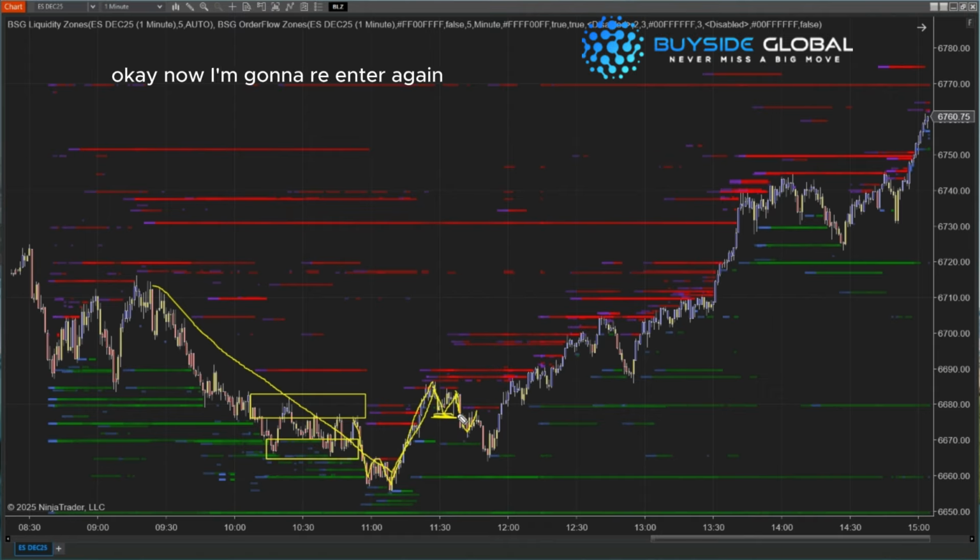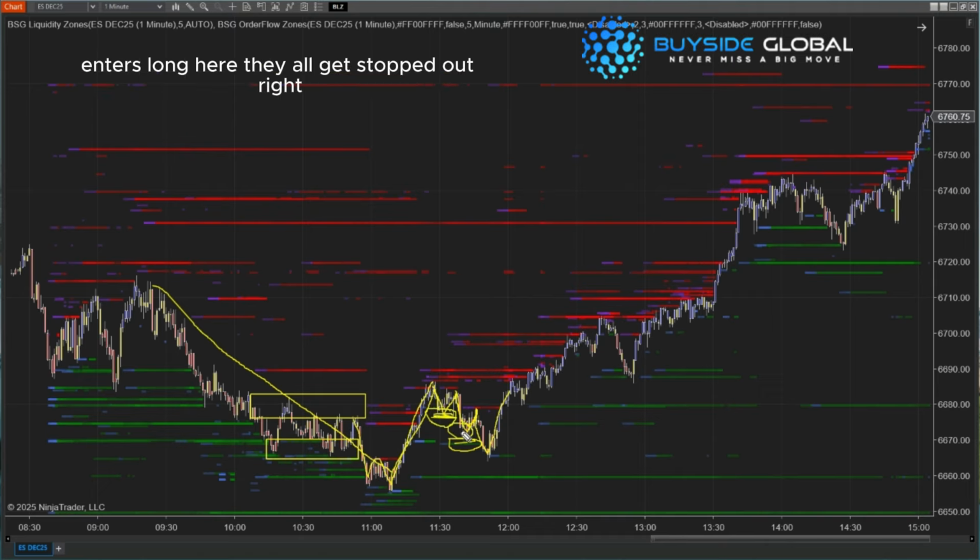Now I'm going to re-enter again. Definitely it looks like it's going long. People put a lot of stops here. You can see the green accumulated. What happened to the price? It came back down and then started falling. So whoever enters long here gets stopped out, right?